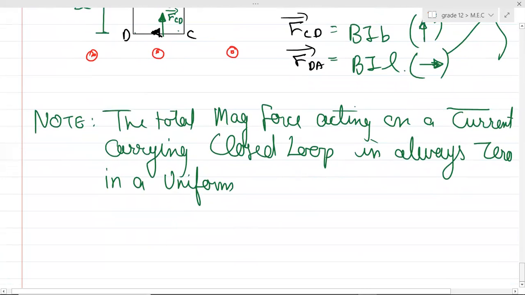So in a moving coil galvanometer, F net is 0, but still we have a certain torque acting on the coil. Yes. Okay.